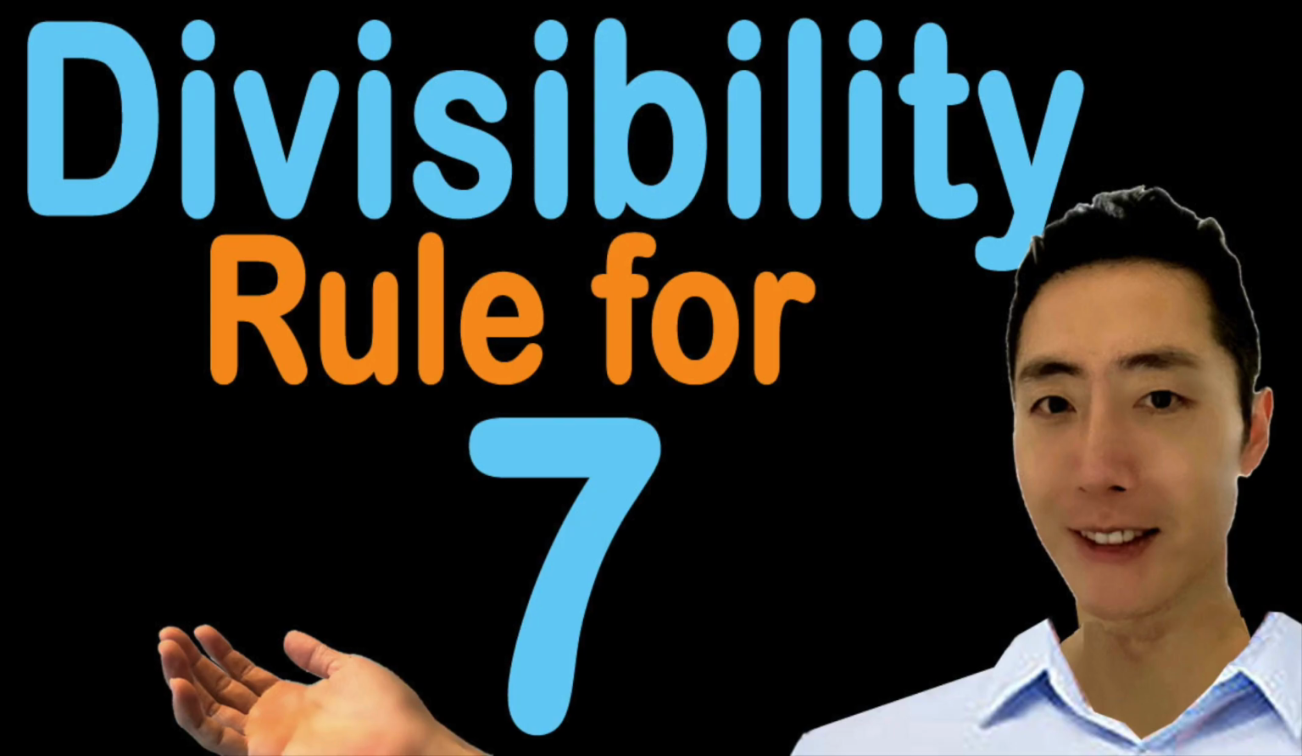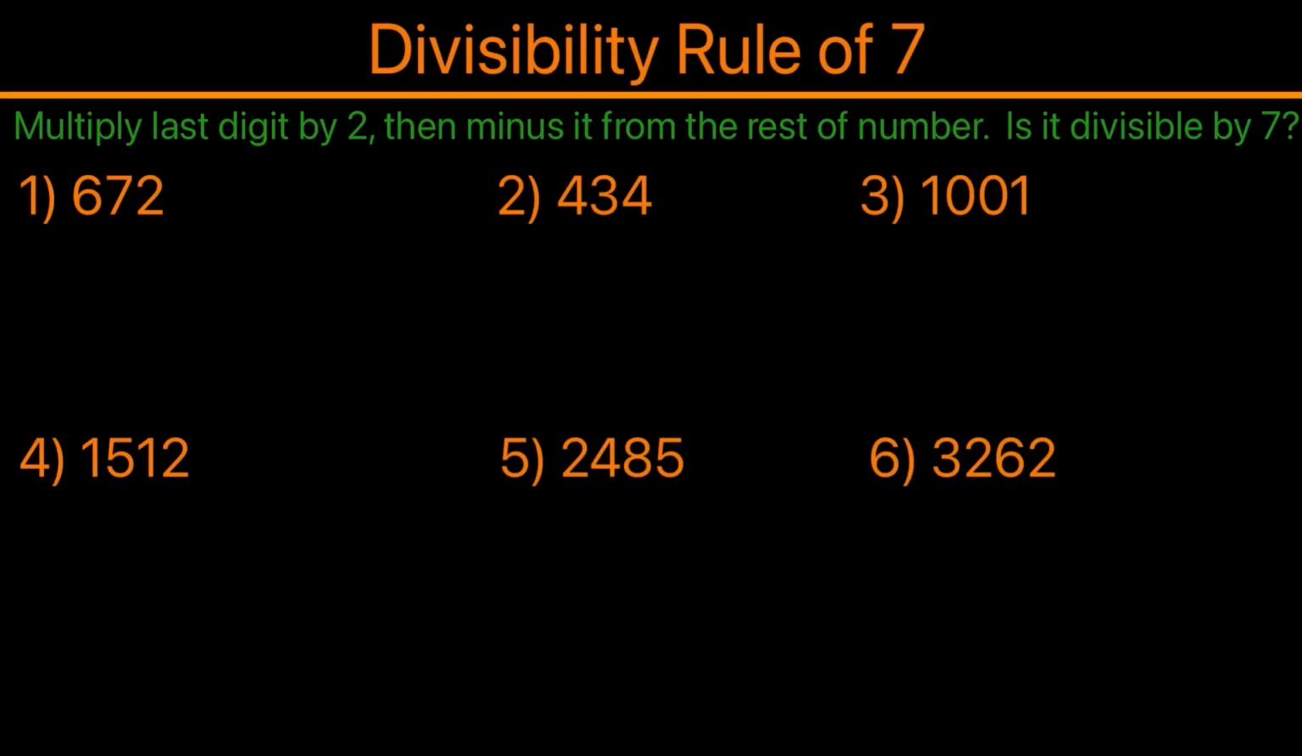In this video, I'll be going over the divisibility rule of 7. The purpose of this video is to find out if a number is divisible by 7 or not. The steps are: multiply the last digit by 2, then subtract it from the rest of the number, then find out if the result is divisible by 7. If it is, then the entire number is divisible by 7.